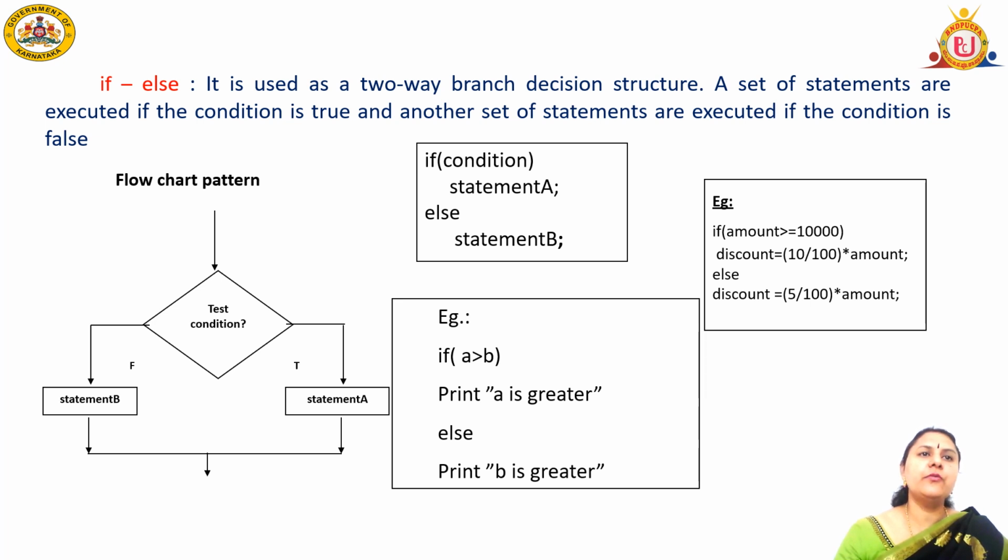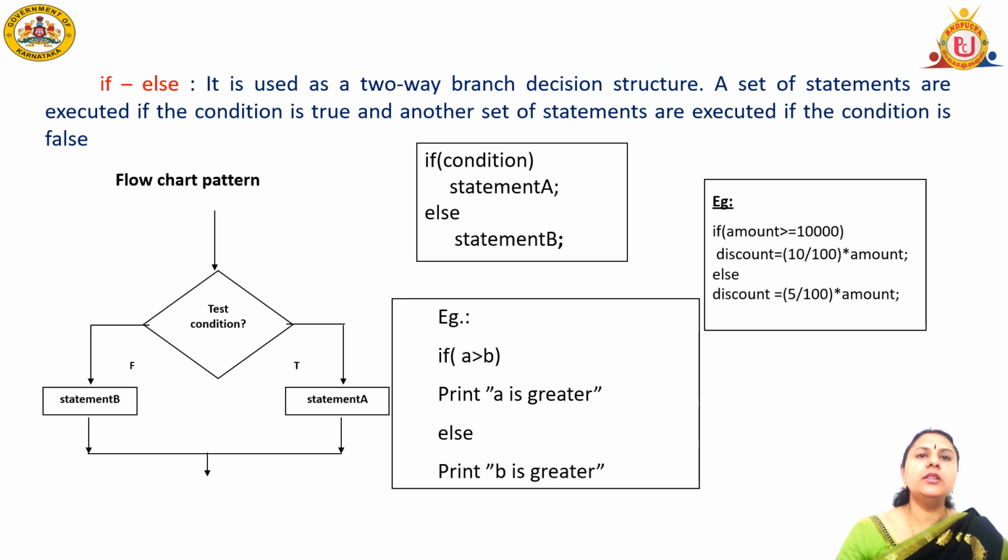So here the flowchart pattern is given. First, test the condition. If it is true, it will execute one set of statements. If it is false, it will execute another set of statements. Next, syntax: if condition, it will execute statement A, else, if the condition is false, it will come to the else part and it will execute statement B.